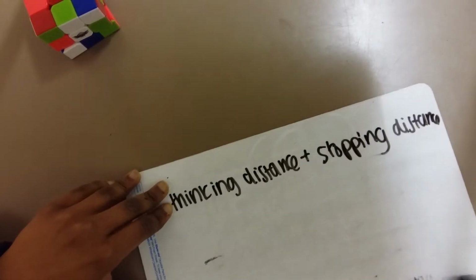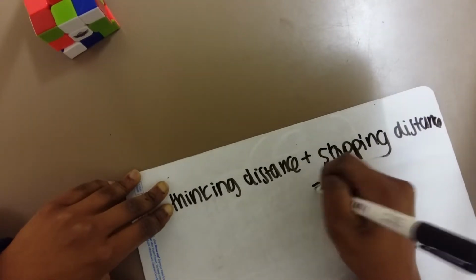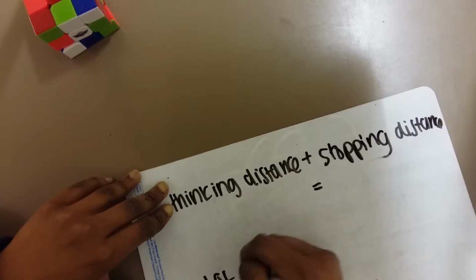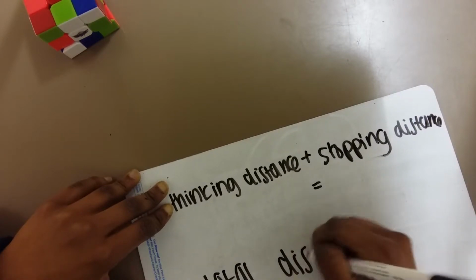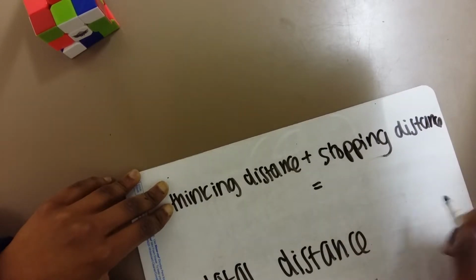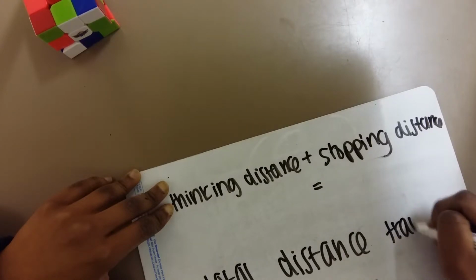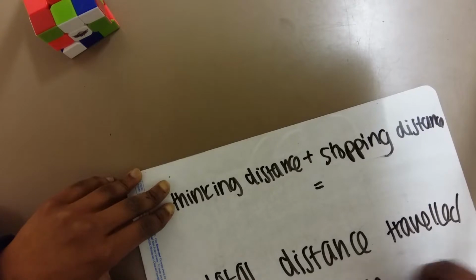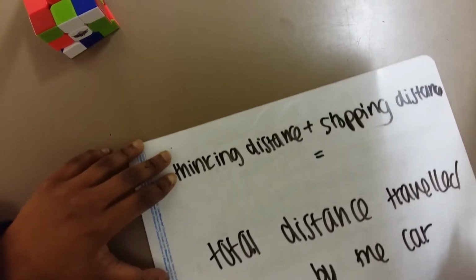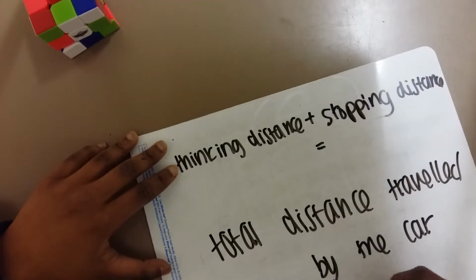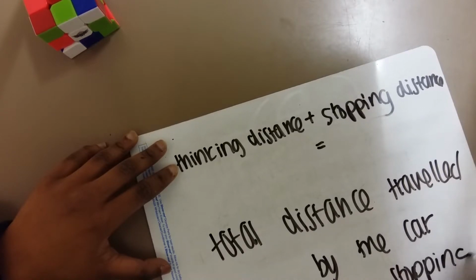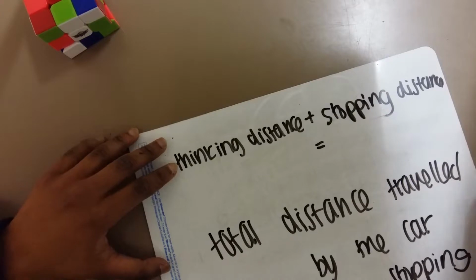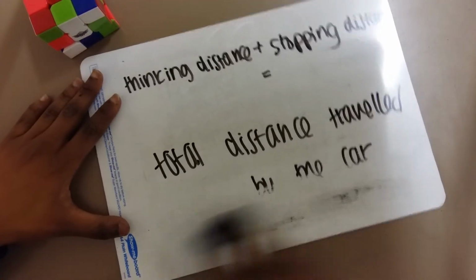what does that give you? It gives us the total distance traveled by the car before stopping. It's a bit long, but as long as you understand what it means, you don't need to memorize it in these exact words. As long as you understand what it means, you're good.